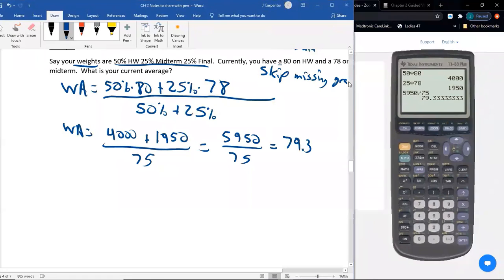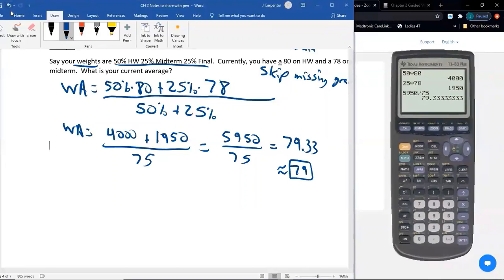And then it's 0.33333. I could write 0.33 if I wanted to, or 0.3 or 0.3 bar, whatever your math lab tells you to round to if this was an actual assignment. In terms of your actual grade, we know teachers only deal with whole numbers, so your grade would be a 79. So that's our weighted average.